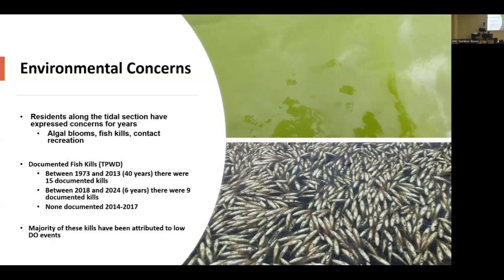So we got with Texas Parks and Wildlife's Kills and Spills team, and they provided some basic fish kill data to us. One thing we do want to point out is that over 1973 to 2013, a 40-year period, there were 15 documented kills. Between 2018 and 2024, just a 6-year span, there were 9. Without getting too much into the weeds on this, it appears that the frequency of fish kills has definitely increased along that stretch of river.